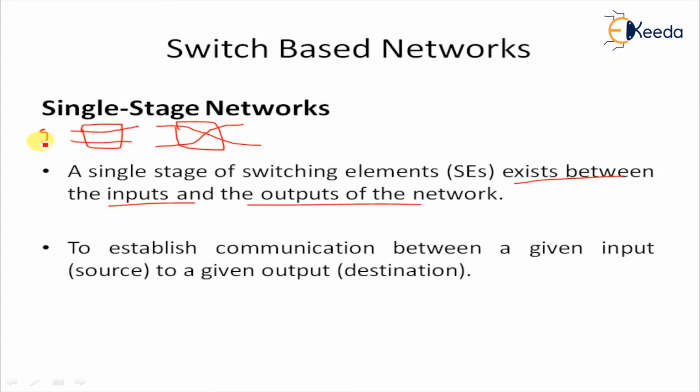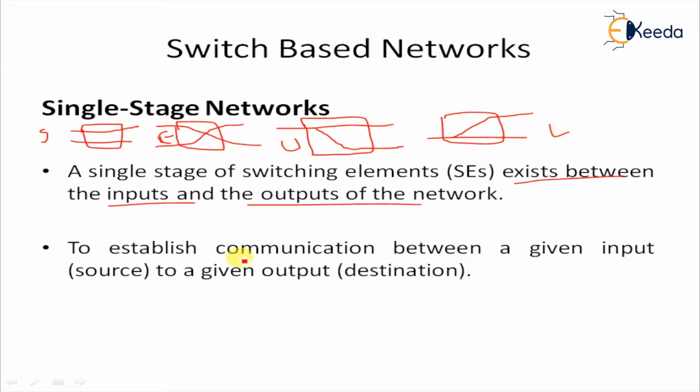So this is an example of the straight, and this is an example of the exchange, which is why I'm writing E over here. The third one is upper broadcast. In this case, the upper data will simultaneously pass to the lower output also. This is known as upper broadcast, and similarly lower broadcast, where the lower signal will pass to the upper output. To establish communication between a given input and output, or source and destination, data has to be circulated a number of times around the particular network.